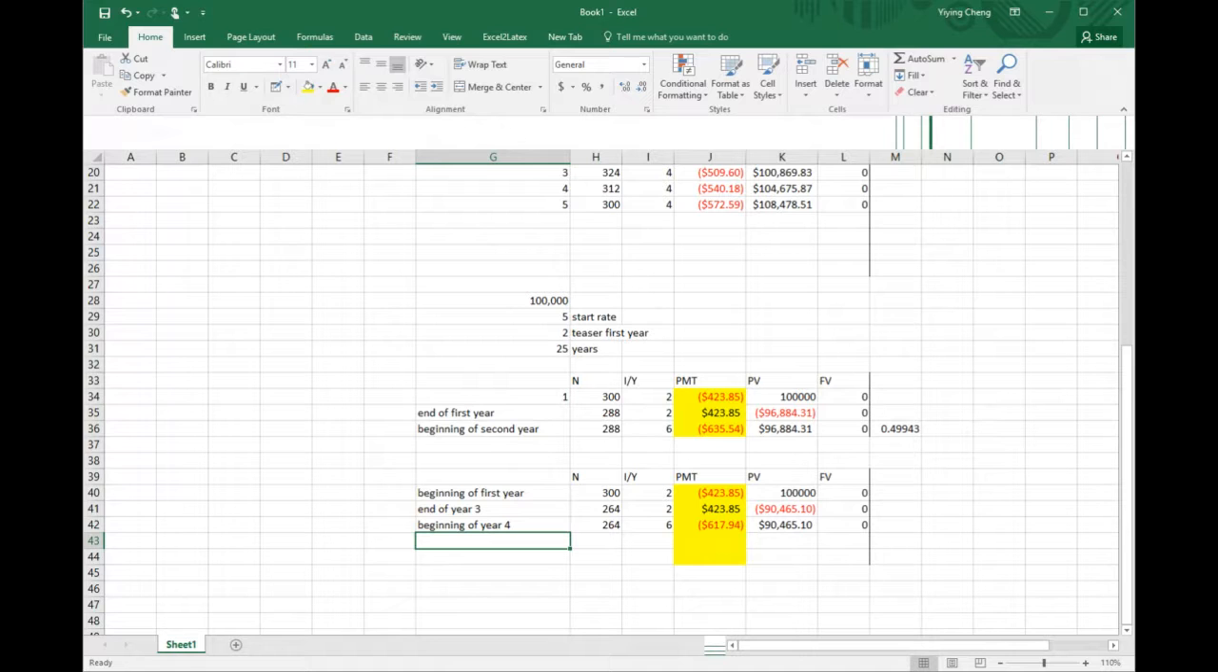which now becomes 90,465.10. And at the beginning of next year, which is the beginning of year 4, we are going to use the same 90,465.10 as the outstanding balance, and then calculate the new payment with the new interest rate. Again, this interest rate is new and the outstanding balance is not adjusted for an ARM. And then the payment is now 617.94, which is the answer for Part D. Okay, have you got it?